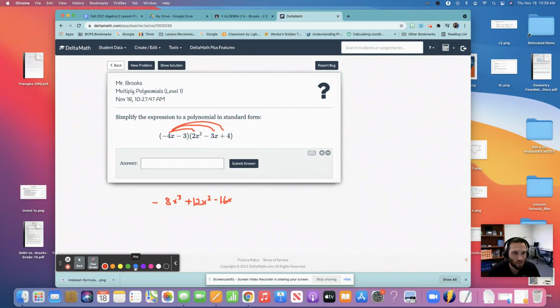And then we're going to distribute the -3, right? So I've done 3 multiplications. I have 3 products. Now I'm going to do 3 more products. So -3 times 2 is -6x squared, plus 3 times 3 is 9x. -3 times 4 is -12.